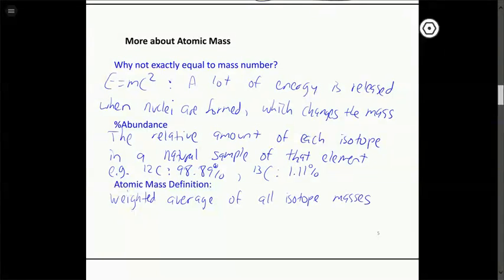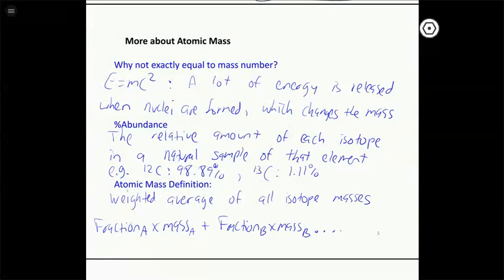All right, so we use the fractional abundance of each isotope, and we multiply it by the individual isotope mass, and we add them together. So if we have two isotopes A and B, it's the fraction of isotope A times its mass, plus the fraction of isotope B times its mass, and you do that for however many isotopes you have that are naturally occurring.